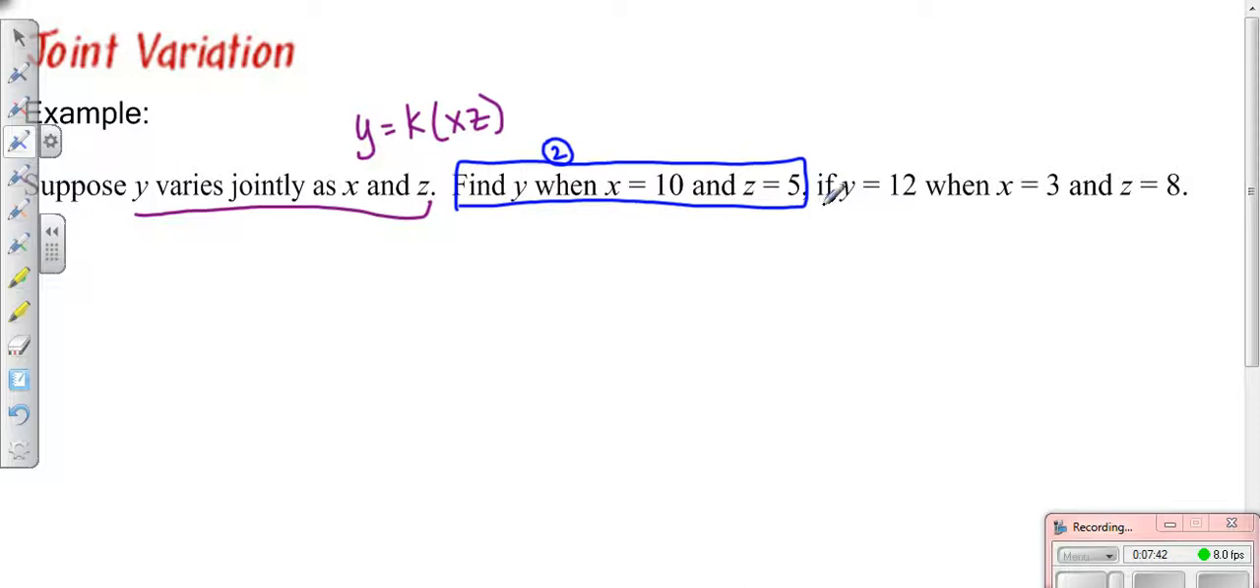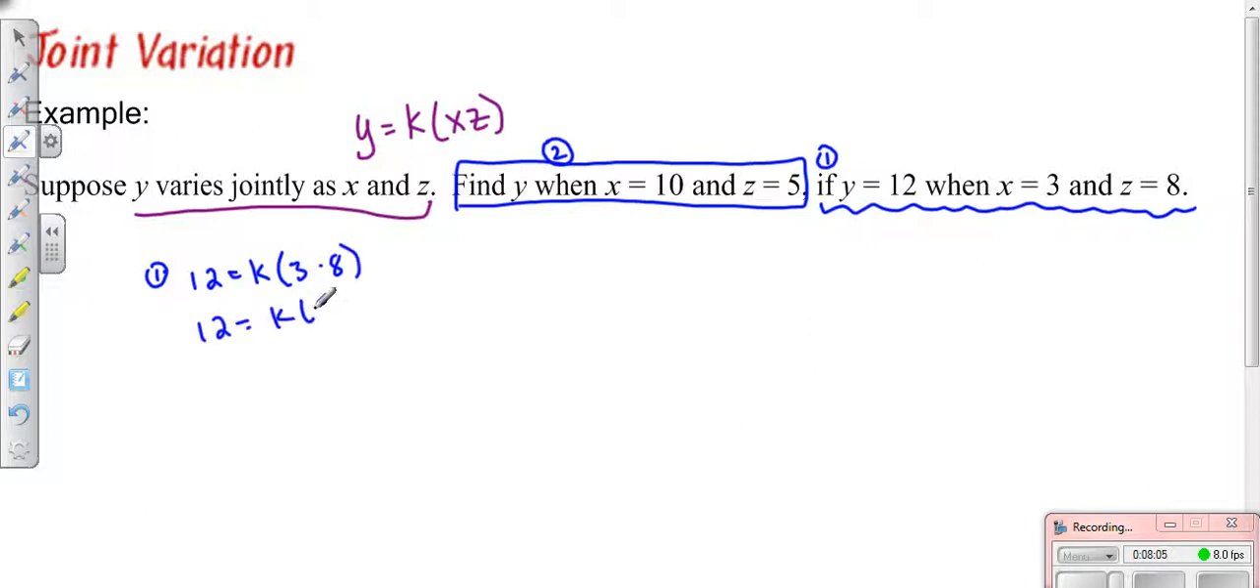I need that set of values where I know all 2 or 3 so I can find k. So this is step 1. If y is 12, x is 3, z is 8. So step 1 is when we find k, so I have 12 is equal to k times 3 times 8. So 12 is equal to k times 24. Divide both sides by 24, and I have 1/2 is equal to k.